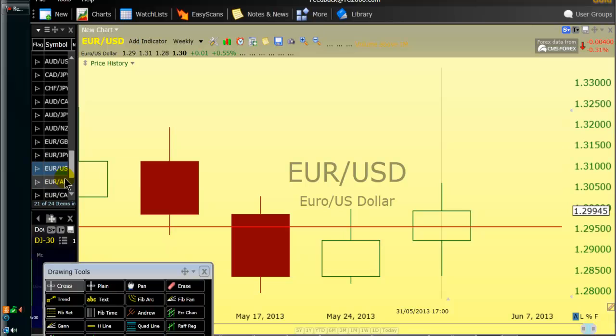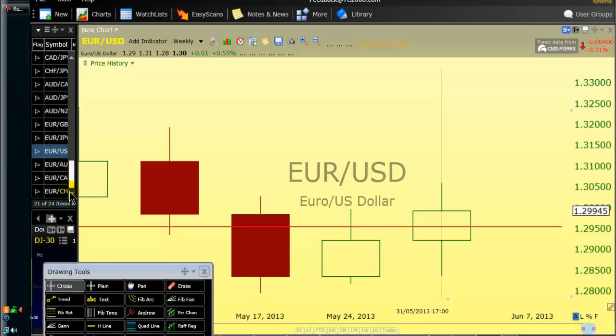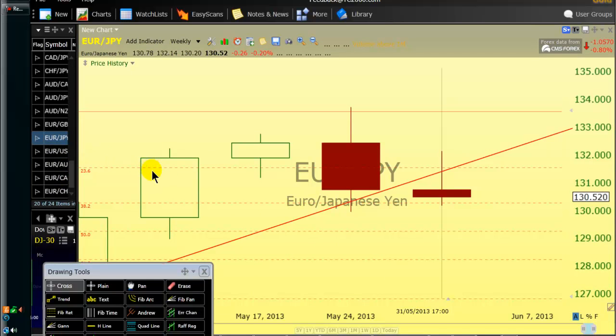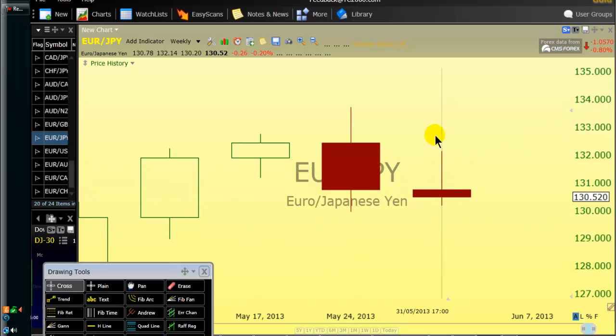Now, I want to show you another currency pair, which is the Euro Yen. The reason why I'm speaking like this is because I don't want the video to be too long. I want this series of videos to be very short. So this is Euro Yen. Now, I want to remove the red line there. This is the weekly chart.